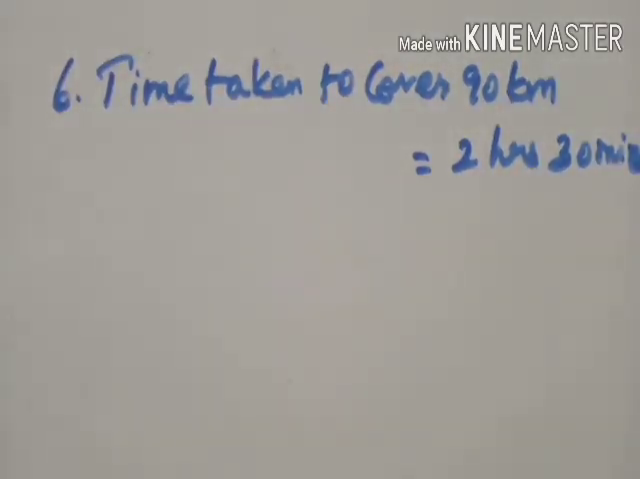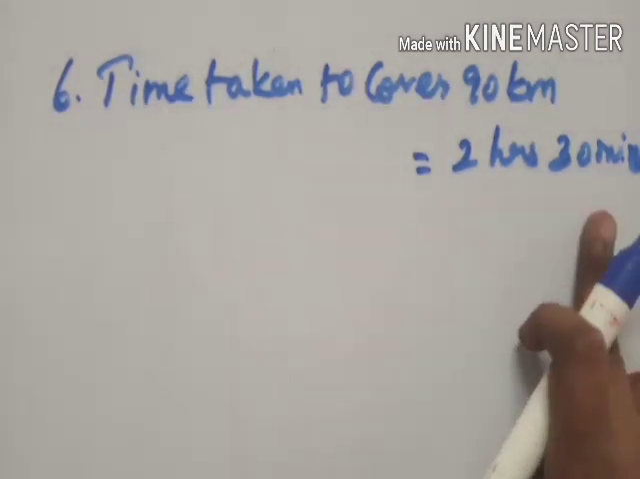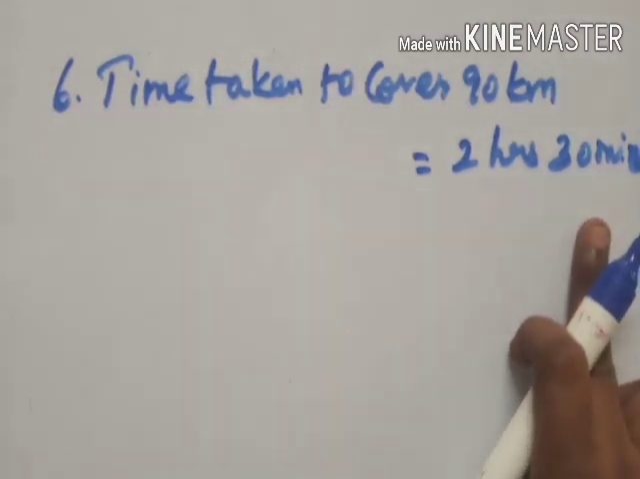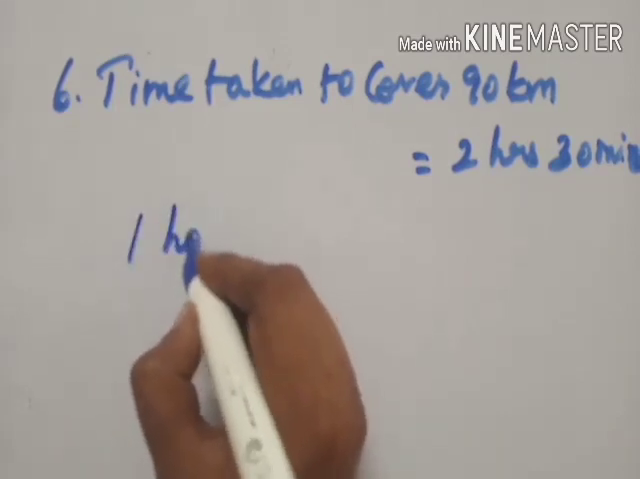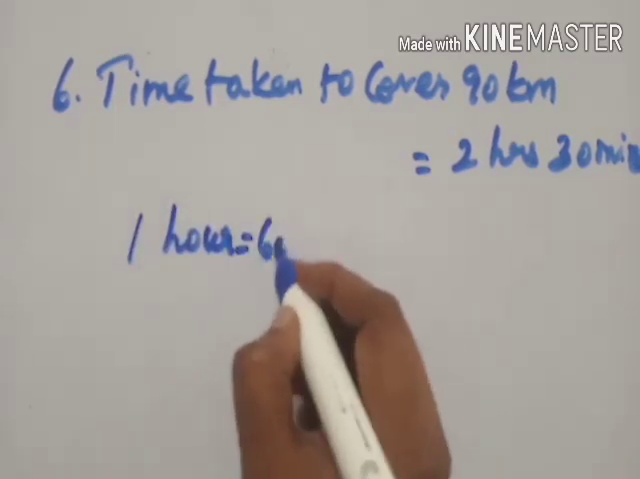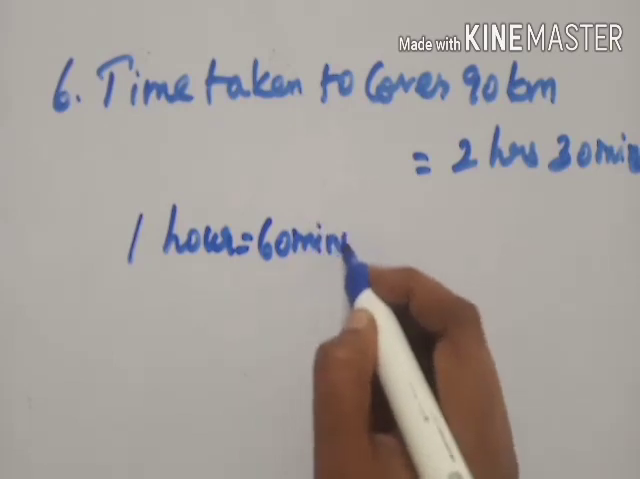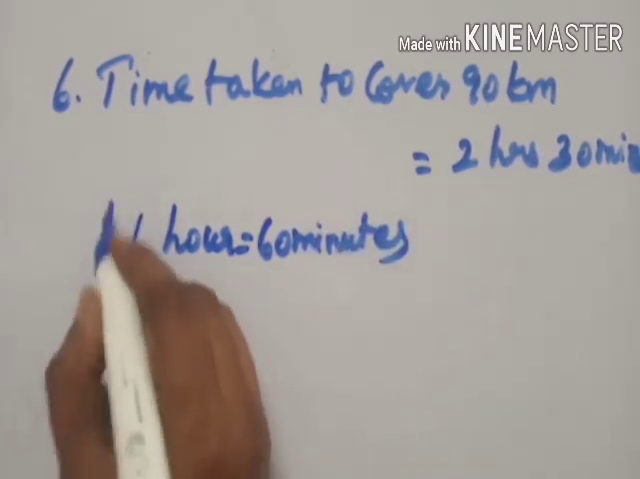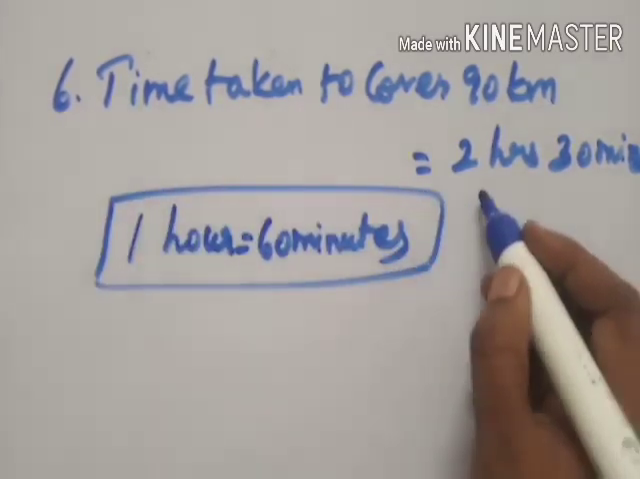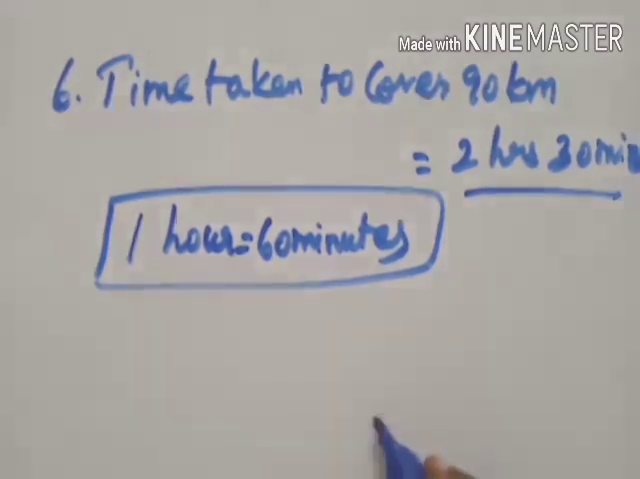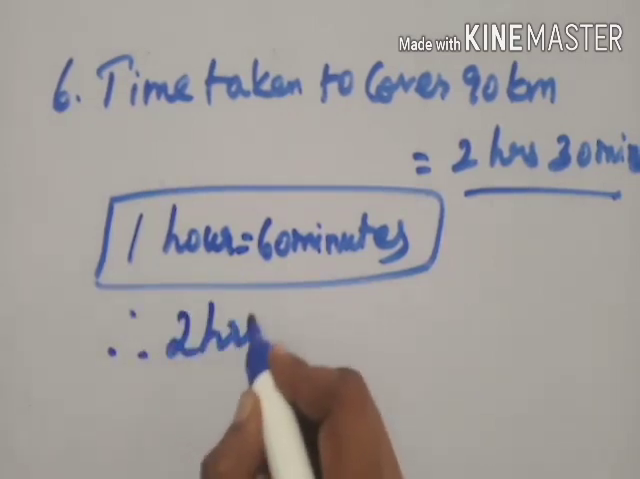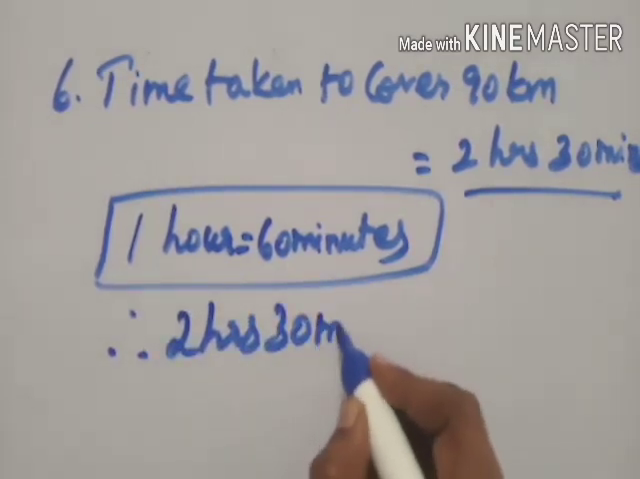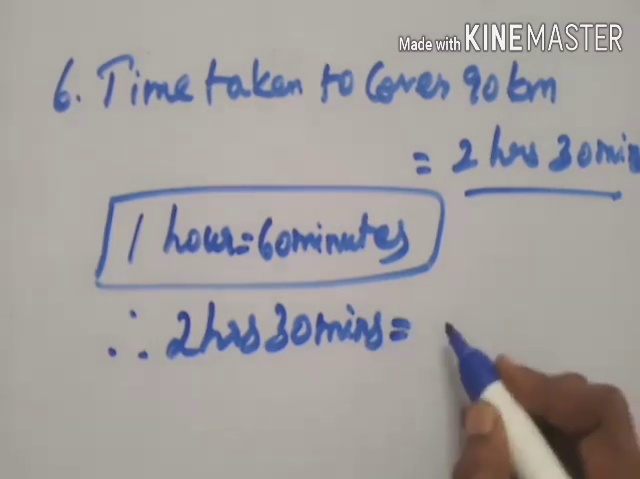So first we have to convert these 2 hours 30 minutes as minutes. So 1 hour equal to how many minutes? 60 minutes. 1 hour equal to 60 minutes. So how will you convert this hours and minutes as minutes? Therefore, 2 hours 30 minutes is equal to 2.